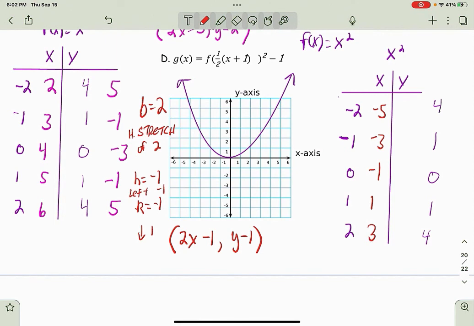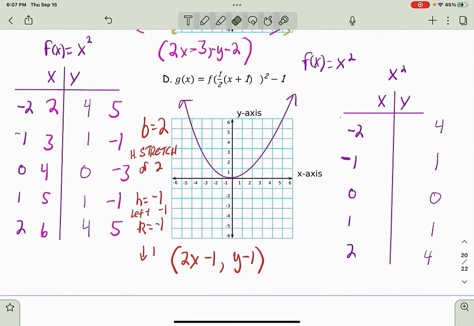Let's do the same thing for y. And we have 4 minus 1 is 3. 1 minus 1 is 0. 0 minus 1 is -1. 1 minus 1 is 0. And 4 minus 1 is 3.